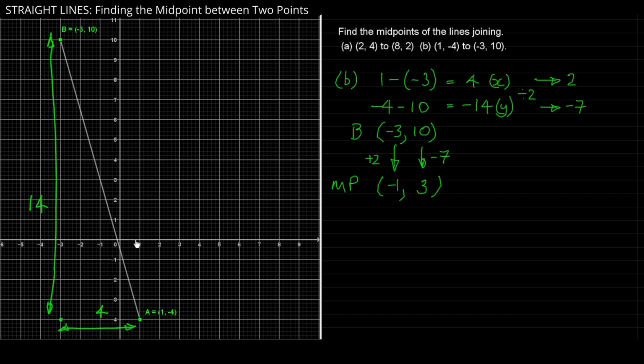Well, let's put that on the graph and see whether we're right. So (-1, 3). So we think the midpoint is there by calculation. Let's see if we're right. Well, vertically we've got to drop 7. So that's 1, 2, 3, 4, 5, 6, 7. Yes, we're certainly right vertically. And horizontally, our total distance was 4. So we only need to travel 2. So 1, 2. And let's go up and yeah.